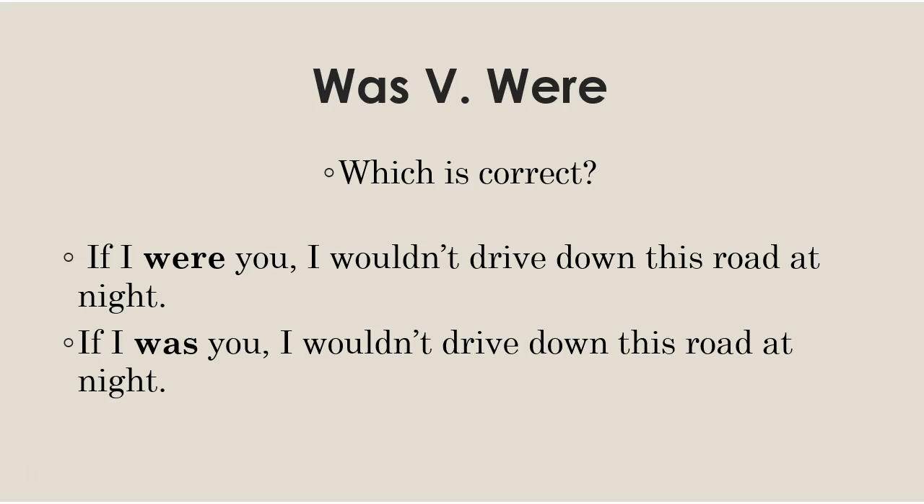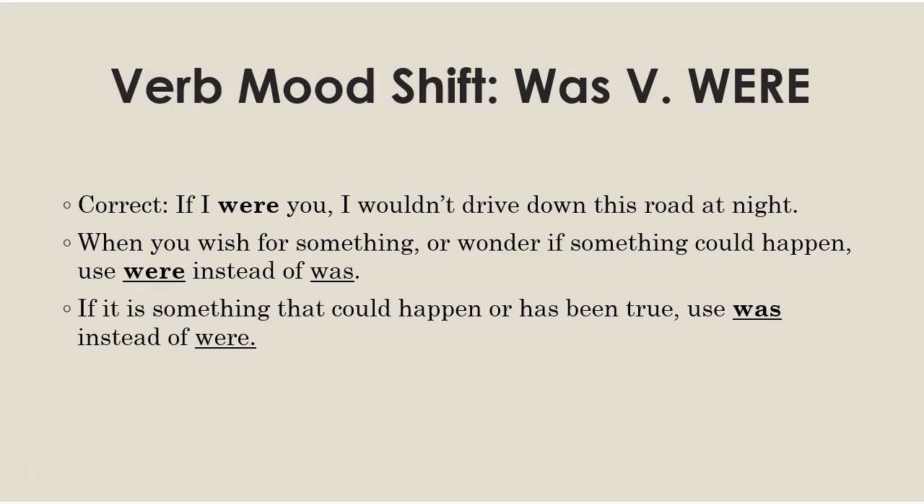So we're going to go on to the next slide, which gives you the correct answer. If I were you, I wouldn't drive down this road at night. And the reason that we're using were instead of was is because you are wondering if something could happen. If I was to be you, that sounds weird when you say it out loud. So if I were you, I wouldn't drive down this road at night. Make sure that you're writing down the second and third bullet on the slide here. So we have the correct answer.